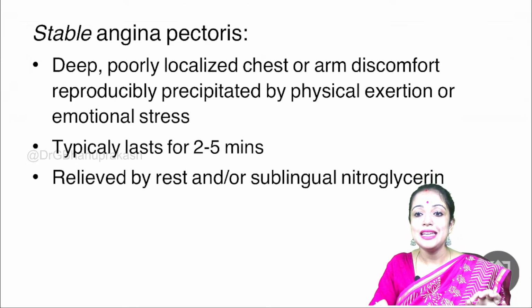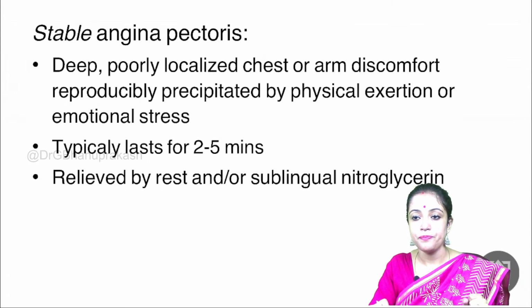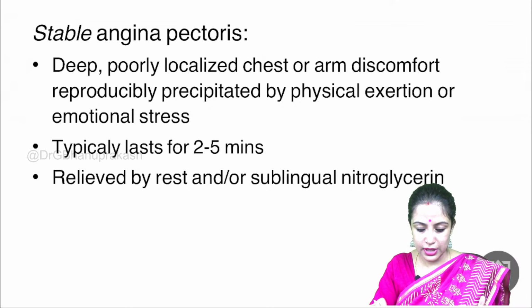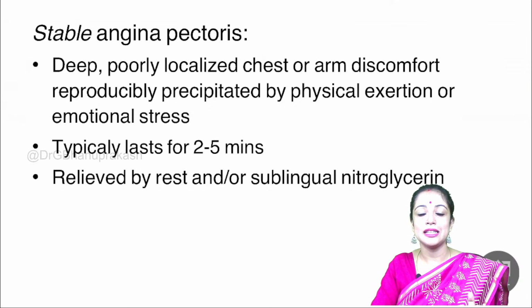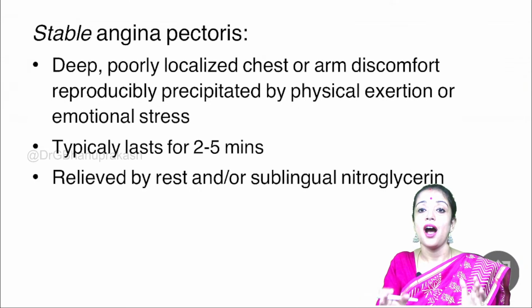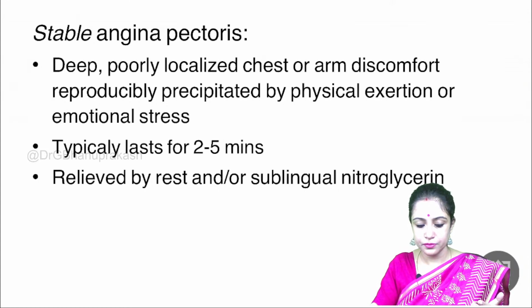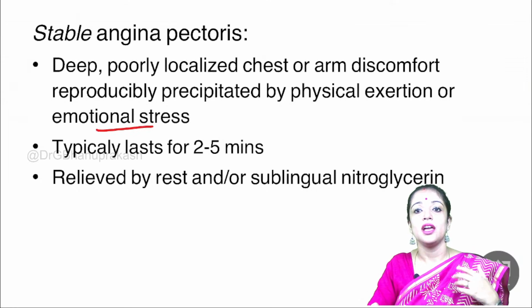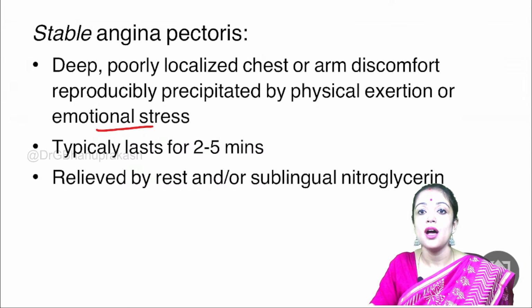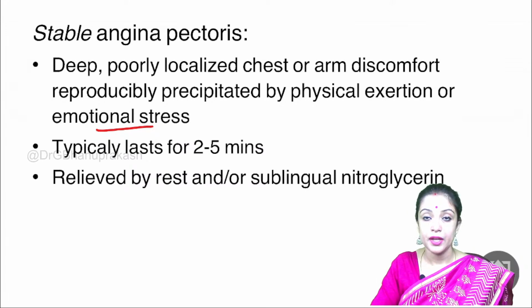The patient will have deep, poorly localized chest or arm discomfort, which is reproducible. It can be precipitated by physical exertion or emotional stress. By physical exertion, we usually mean exercise, hurrying, or having sexual intercourse. By emotional stress, we mean extreme fear, anger, or frustration, which may also lead to stable angina.